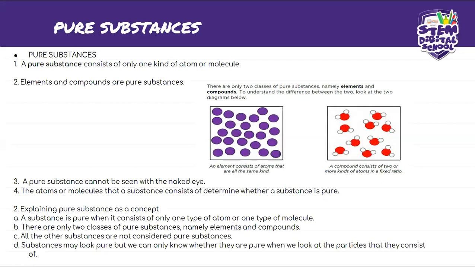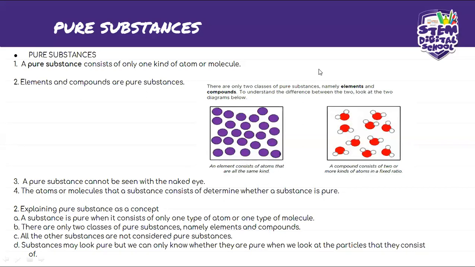There are only 2 classes of pure substances, namely elements and compounds. To understand the difference between the two, let's look at this diagram below. So we are looking at what? Elements and compounds. An element consists of what? Atoms that are of the same kind.